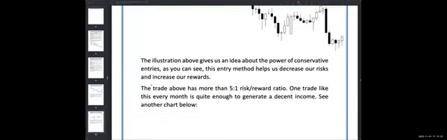So the illustration above gives us an idea about the power of conservative entries. As you can see, this entry method helps us decrease our risks and increase our rewards. The trade above is more than a 5-to-1 risk to reward ratio. One trade like this every month is quite enough to generate a decent income. See another chart below. While we're here, let me explain what they mean: one trade is enough to generate a decent income.